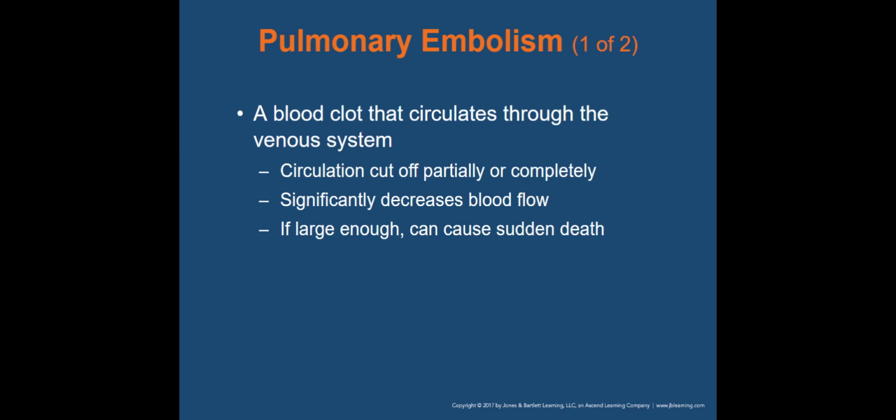Pulmonary embolism is a blood clot that circulates through the venous system. Often it breaks off from another area and then runs into the lung field where it gets captured in the microvasculature or in some of the larger vessels. And then it completely or partially cuts off circulation to that lung field. So that lung field no longer can perform gas exchange. If the lung field that's affected is large enough, sudden death will occur.